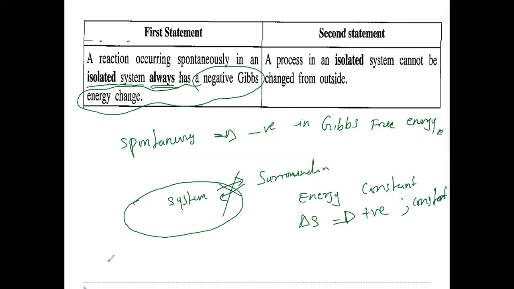So when you speak about spontaneity, you should go for this: delta G equals delta H minus T delta S. If you need this to be negative, why? So that is also not. So what about the temperature and the enthalpy? You also can't keep those constant.